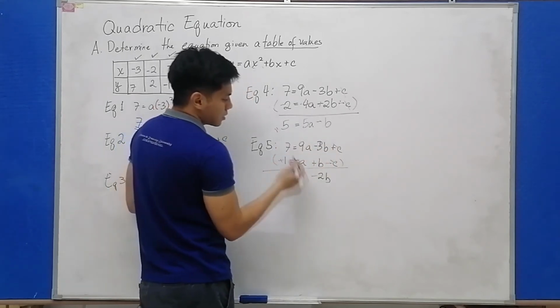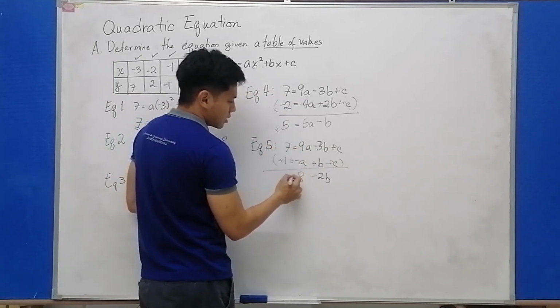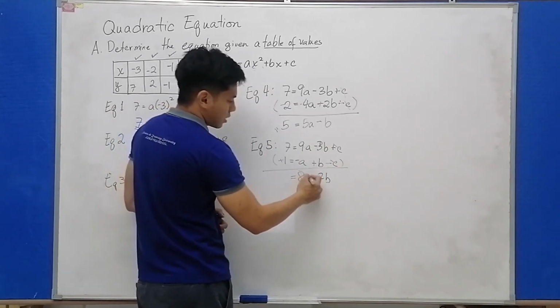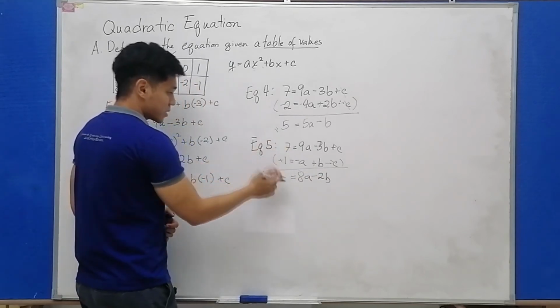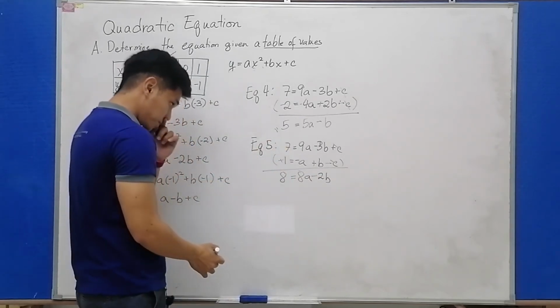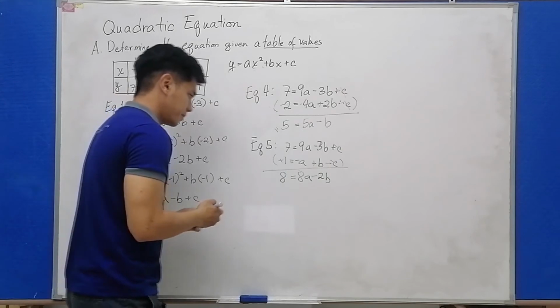9 minus 1 is going to be 8a. Then 7 plus 1 is 8. So this is our equation 5.